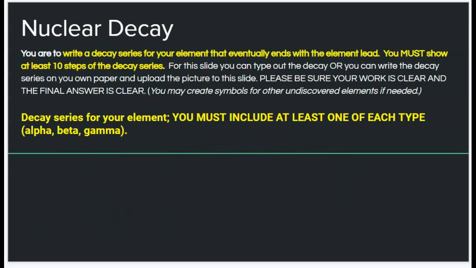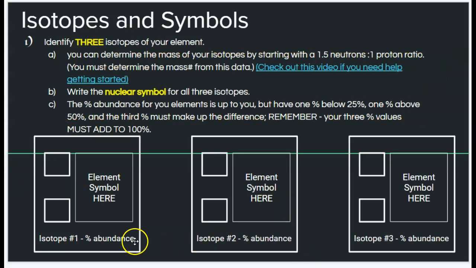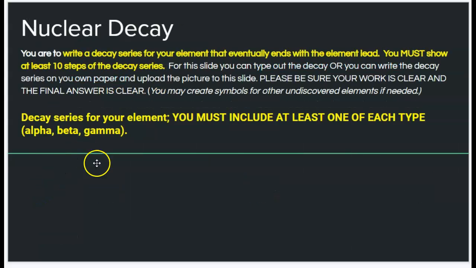For the nuclear decay, you have to write a 10-step decay. Once you've chosen the isotope that you want to use from this slide, you can choose any of the three, then you have to write a series of decays for your element. It has to go through 10.